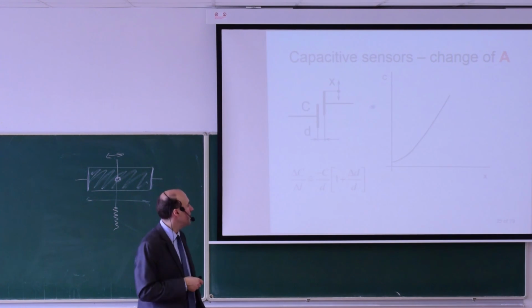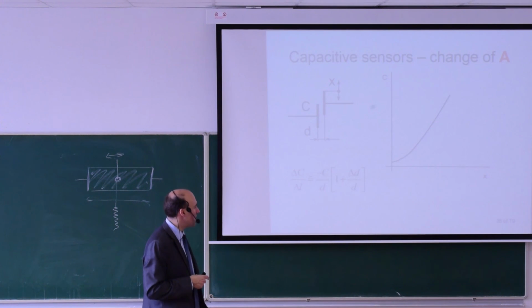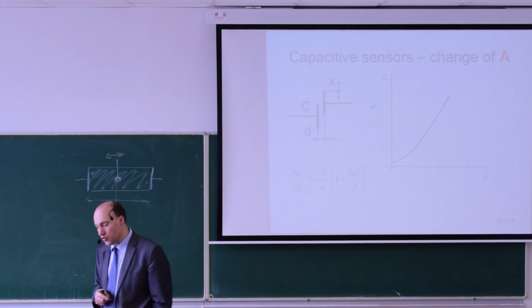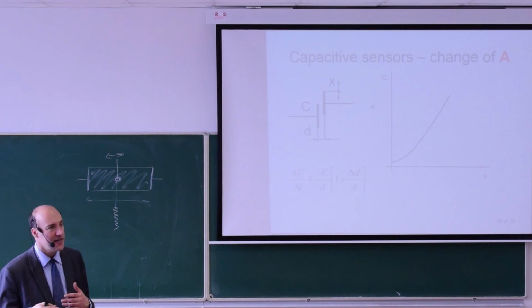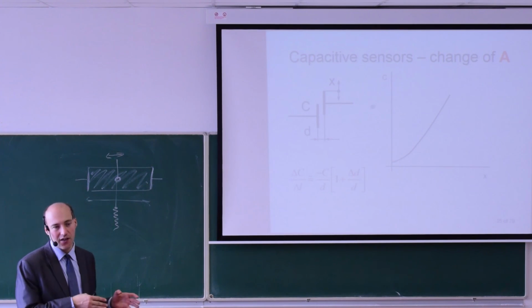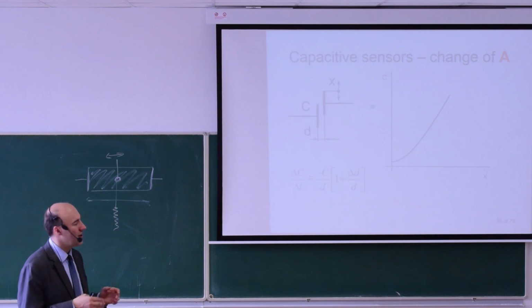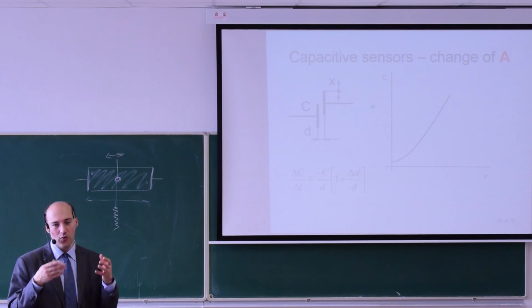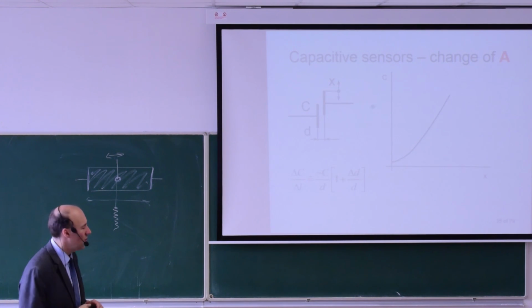That's fine. This change of cross-section can also be used for larger distances. So one electrode can, for example, be the tank, if it's a liquid level sensor, and the other electrode can be some buoy that is floating on this, and I can measure what is the position.